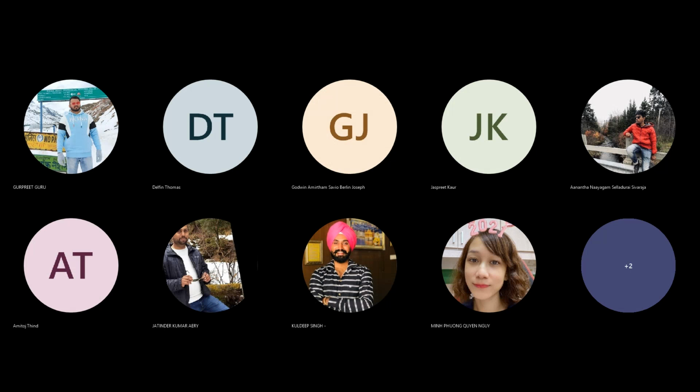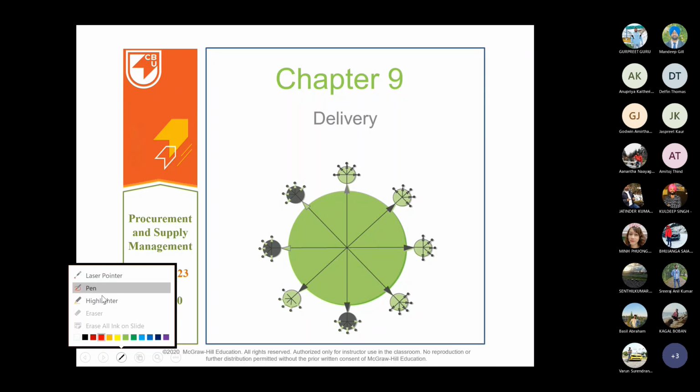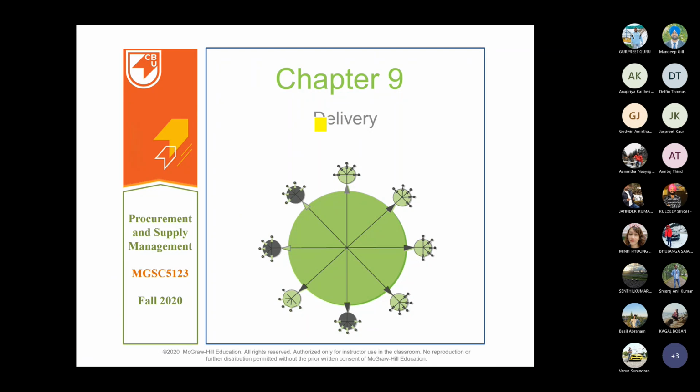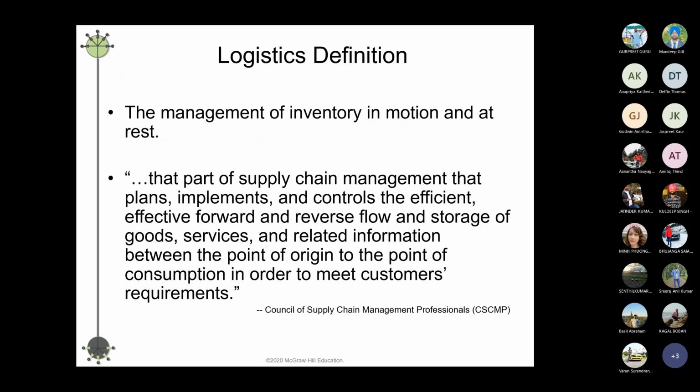Okay, so this is the chapter that we are going to start with, and that's related to delivery. And it's exactly equal to chapter 9 of your reference book. So in this chapter, we started with the definition of logistics. This is a very nice definition: the management of inventory in motion and at rest. So it's clear what we mean by in motion, which means transportation, and at rest, which is the traditional inventory management. Okay, and a detailed definition of logistics.